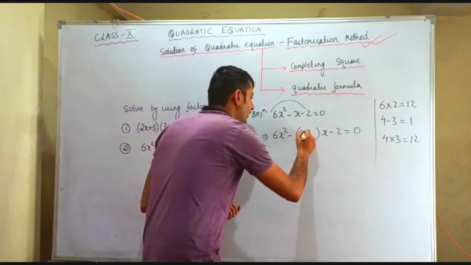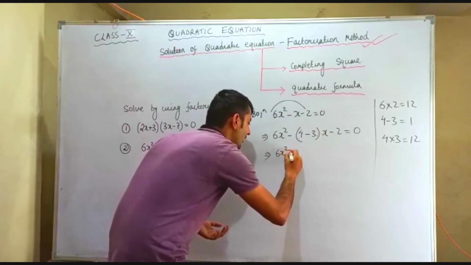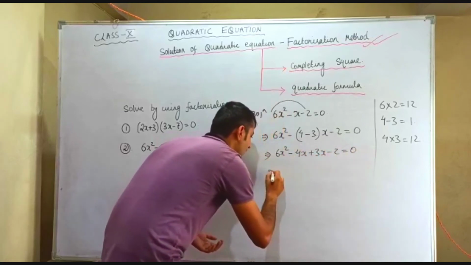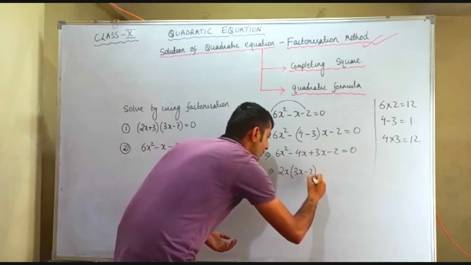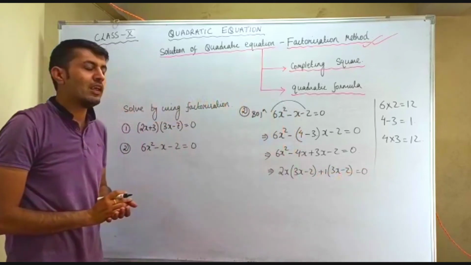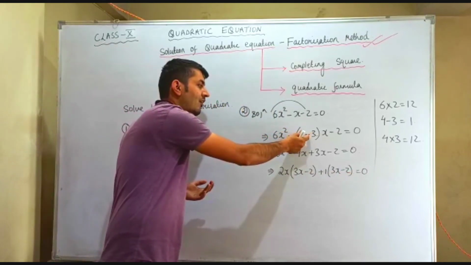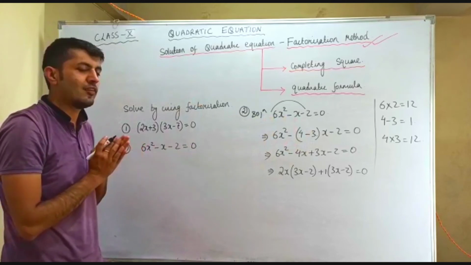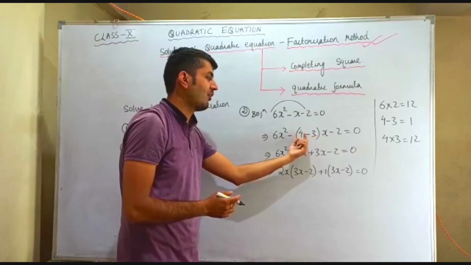So it will become 4 minus 3. Now you simplify it. It becomes 6x squared minus 4x plus 3x minus 2 equal to 0. Then you take out what is common: 2x is common, so 2x into (3x minus 2) plus 1 into (3x minus 2) equal to 0. The main thing is that you should be able to identify the sign, whether it is plus or minus. Once you identify the sign, you have to find the values here and here.